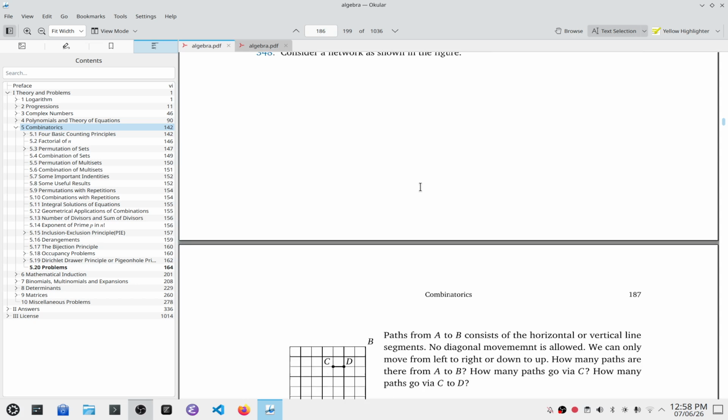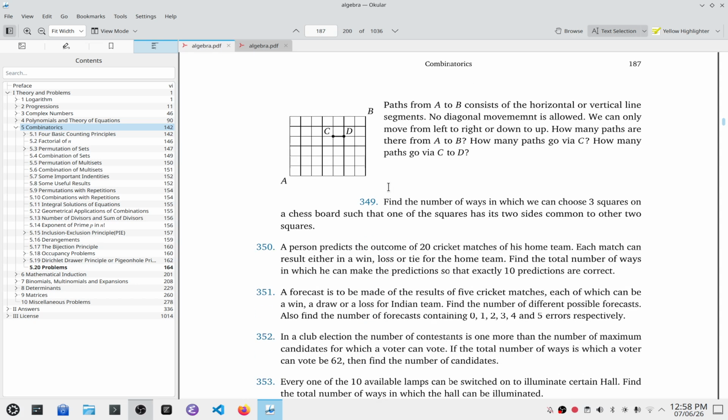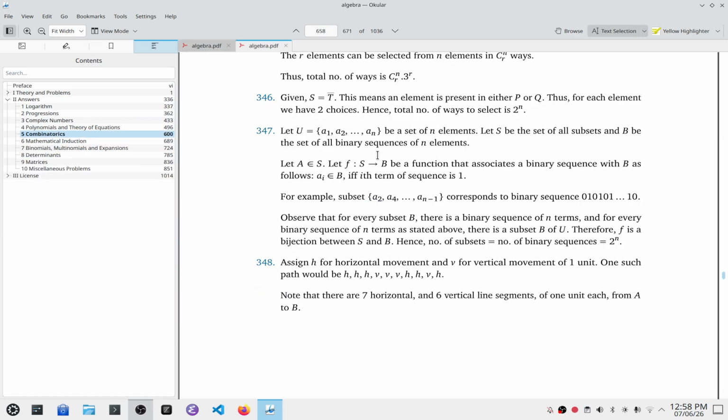Now 348 gives us a figure. Path from A to B consists of horizontal or vertical segments. No diagonal movement is allowed. We can only move from left to right or down to up. How many paths are there from A to B? How many paths go via C? How many paths go via C to D?